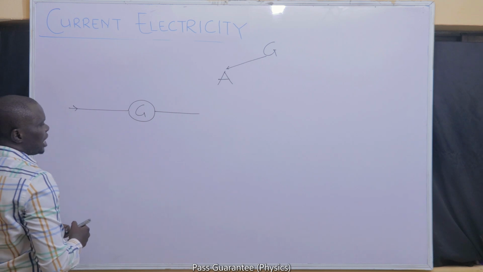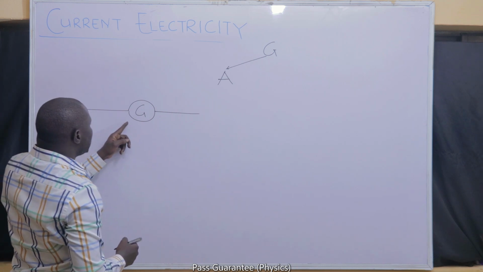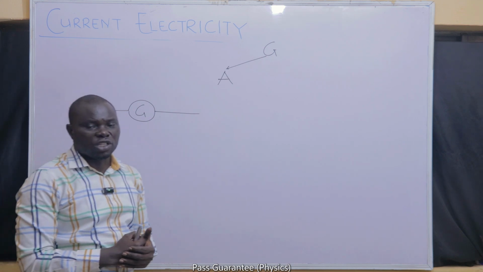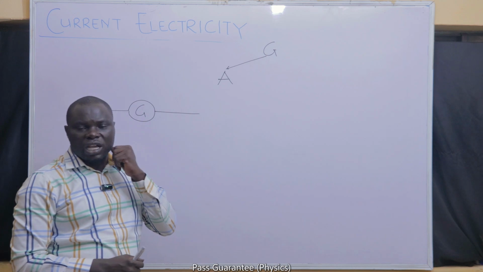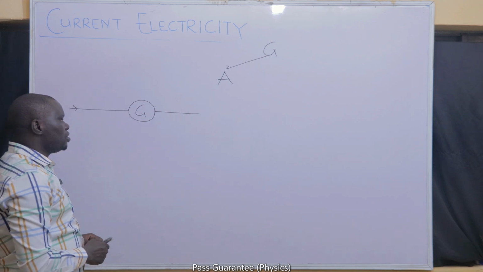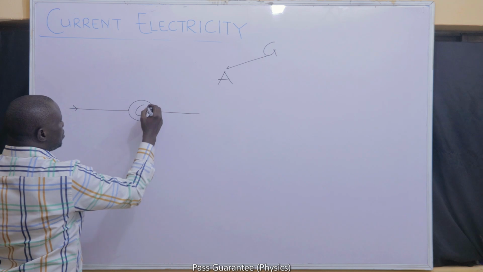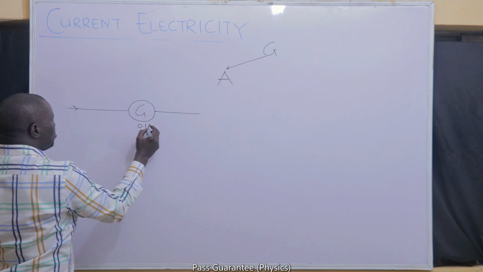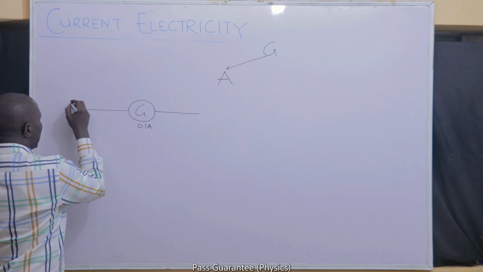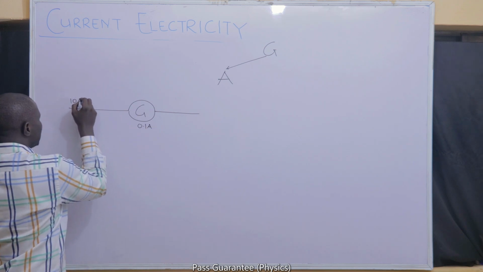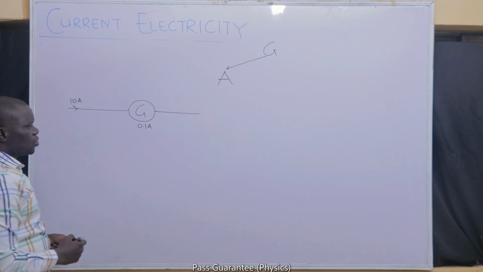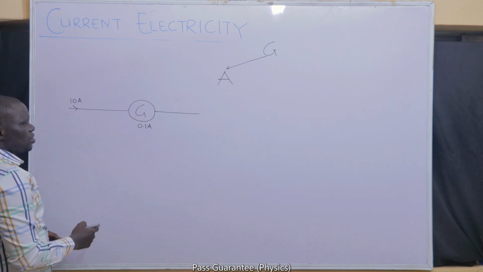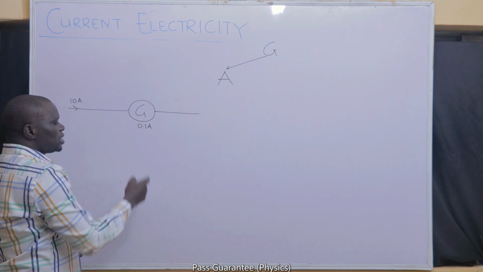Let us now assume that the current that is coming through this line is more than what the galvanometer can measure. We are always given the full scale deflection of a galvanometer. The full scale deflection of a galvanometer is the maximum current that galvanometer can measure. Let us assume that the full scale deflection of this galvanometer is 0.1 ampere. That means that's the maximum current that this galvanometer can measure. We now have a line where 10 ampere is expected to pass through. Of course, if this 10 ampere is exposed to this galvanometer, it will damage it because it is now going to be exposed to a current that is more than what it has been designed for.